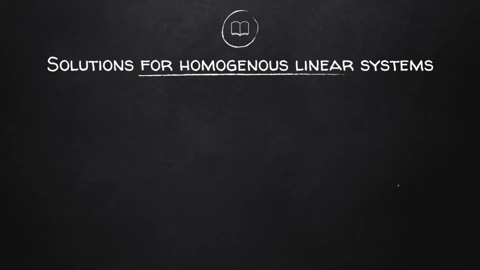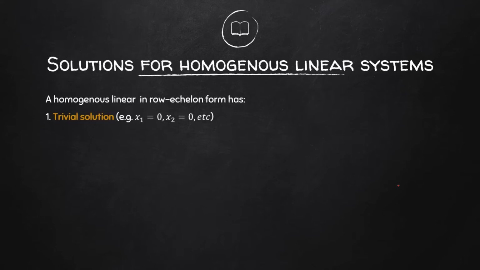So solutions for homogeneous linear systems are divided into two types. First is the trivial solution, wherein all the variables will be equal to 0. This is also called zero solution. Trivial solution happens when r is equal to n. Later we will define what is r and n.